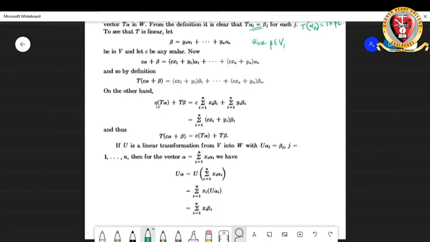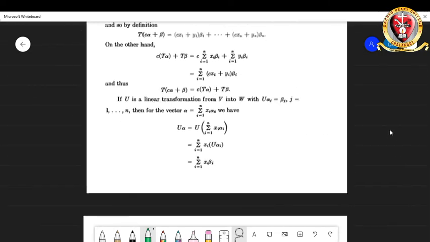Now consider C into T of alpha plus T of beta. So that is equal to C of x1 beta 1 plus x2 beta 2 plus etc. plus xn beta n plus y1 beta 1 plus y2 beta 2 plus etc. yn beta n. And when you simplify, you get that is equal to c x1 plus y1 beta 1 plus c x2 plus y2 beta 2 plus etc. plus c xn plus yn beta n. So in the summation form, it will be like this. And this will imply T of c alpha plus beta and c into T of alpha plus T of beta are the same. So you get this. And you have to prove that this is the only linear transformation like that.